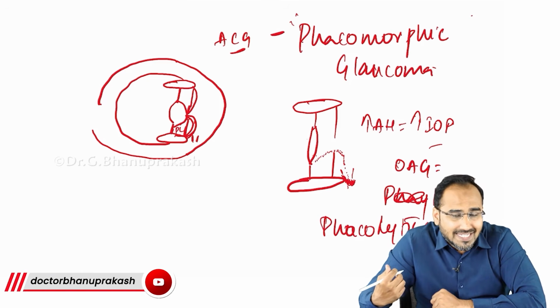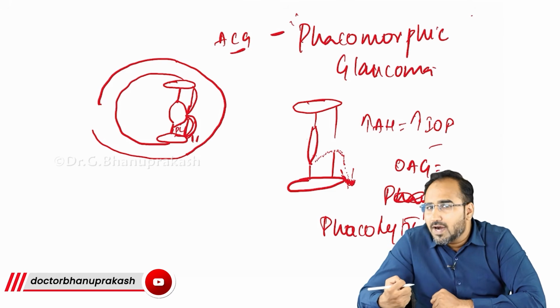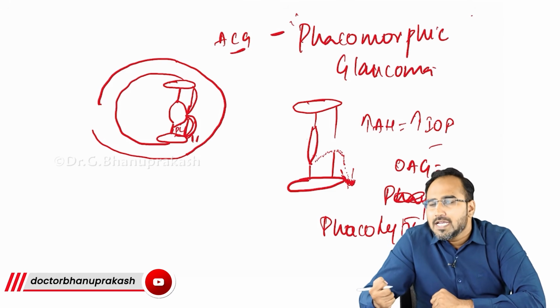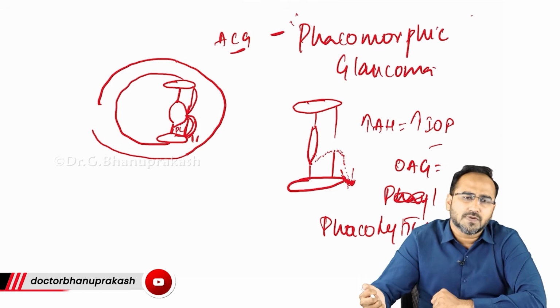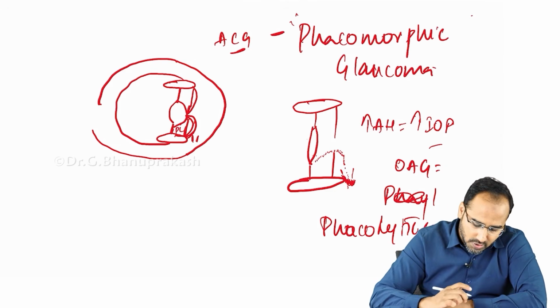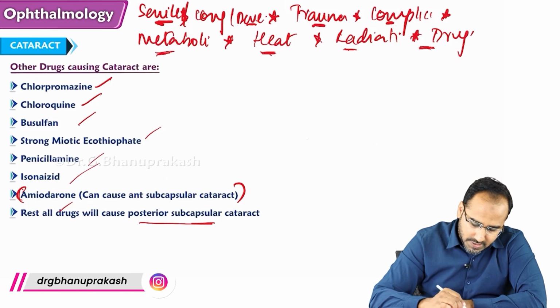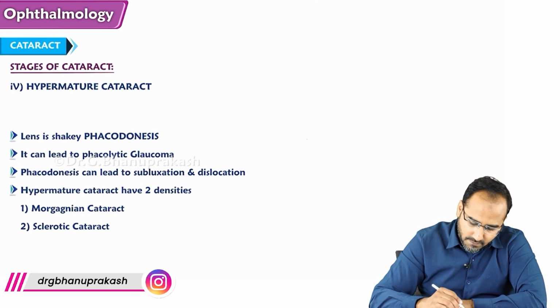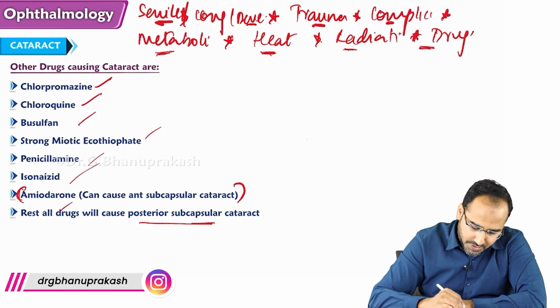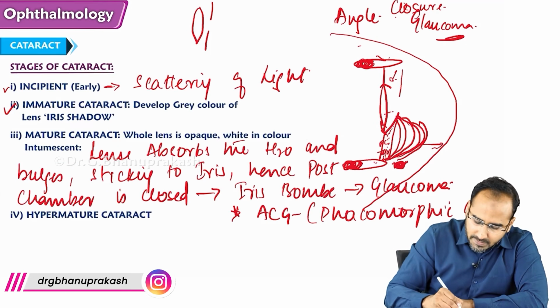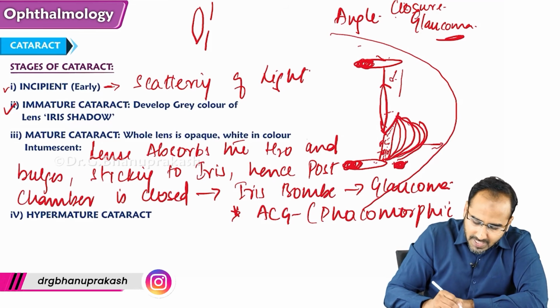Phacolytic meaning what? The lens breaks down, leaking all the water and the proteins into the angle and the trabecular meshwork. The trabecular meshwork blocks, leading to what glaucoma? Phacolytic glaucoma. So remember guys, we are discussing about the hypermature stage of the cataract. In the hypermature stage, now you have to write what?